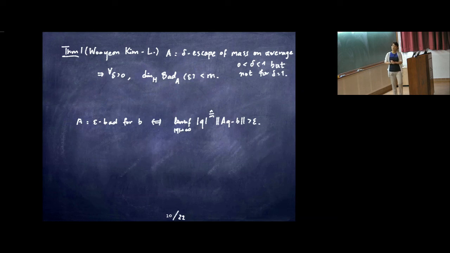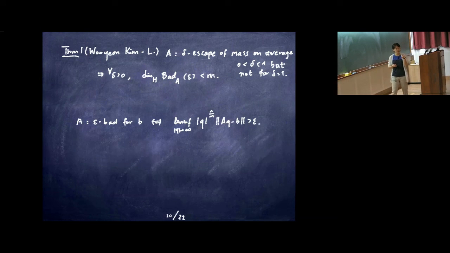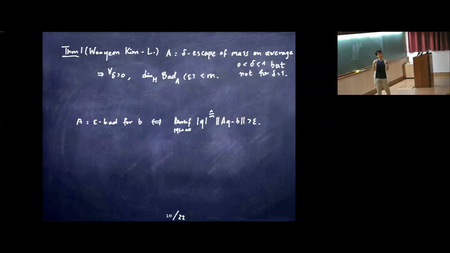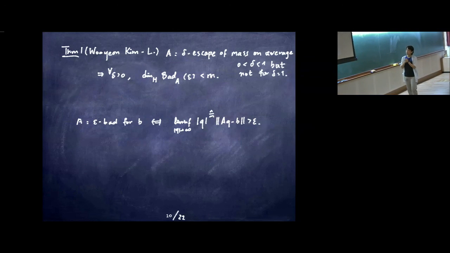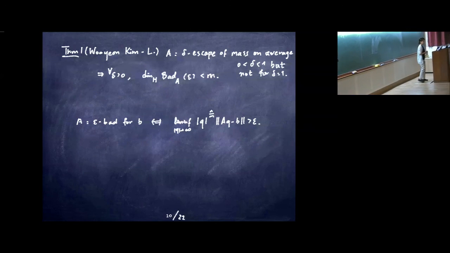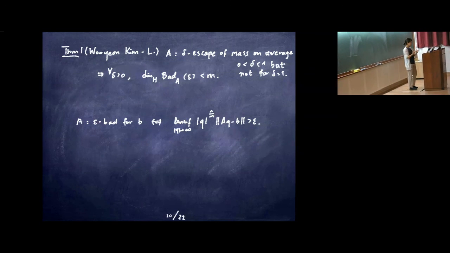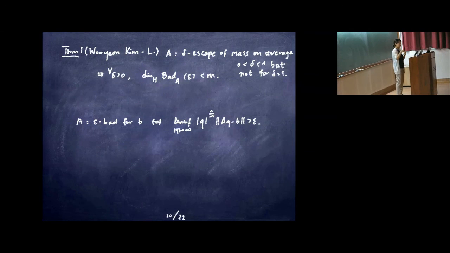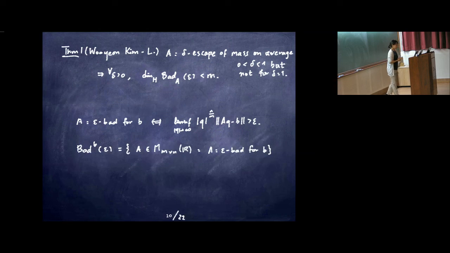So far we fixed A and we collected the target vectors, right? But we could also fix B and collect all the matrices A. So we could ask this question. We call A epsilon bad for B if it's the other way. It's the same inequality, but we want to fix B and consider A. So now we can consider this bad set for B, which is all the matrices which are epsilon bad for B. So it's a dual problem.